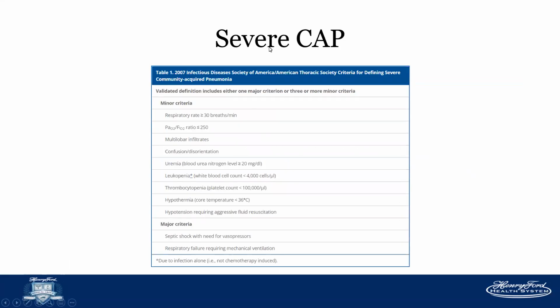So this is a chart of severe CAP. I was previously telling you that for severe CAP, you need to get sputum cultures and blood cultures. So this is what is defined as severe CAP. If a patient has either one major criterion or three of these minor criteria, then they meet the criteria for the diagnosis of severe CAP. As you can see, the minor criteria are respiratory rate greater than 30, a PaO2/FiO2 ratio less than 250, multilobar infiltrates, confusion, uremia, leukopenia, thrombocytopenia, hypothermia, and hypotension. And the major criteria are if they come in with septic shock requiring vasopressors, or respiratory failure requiring mechanical ventilation.